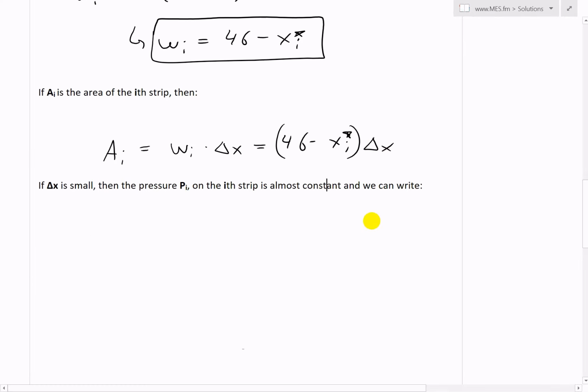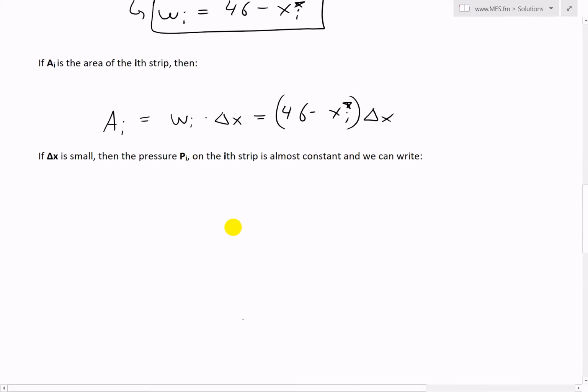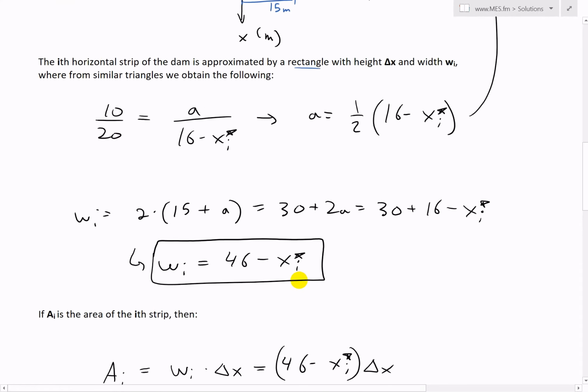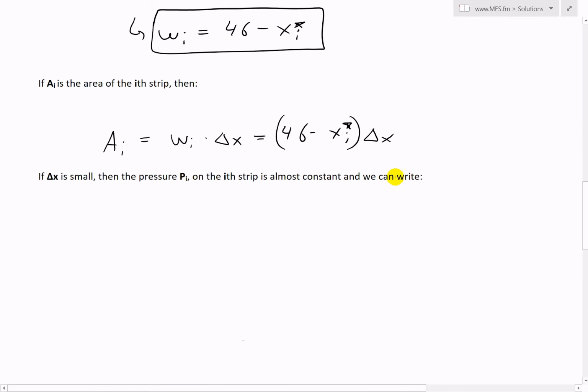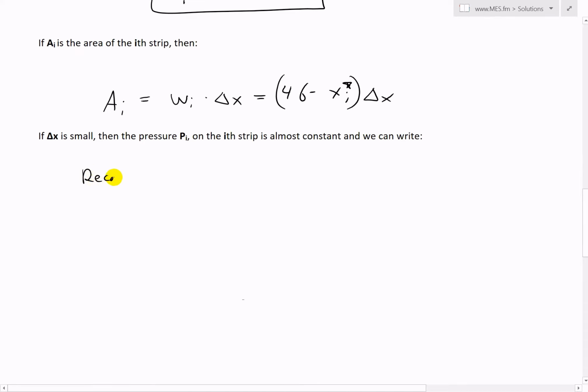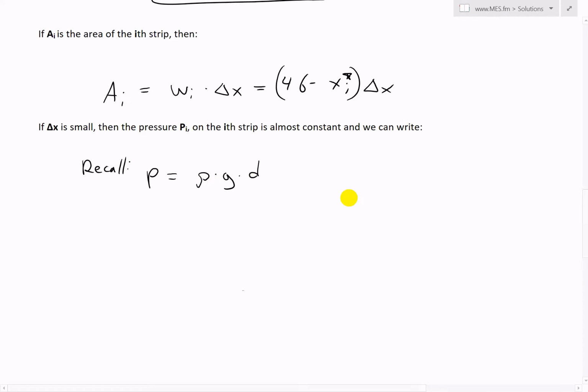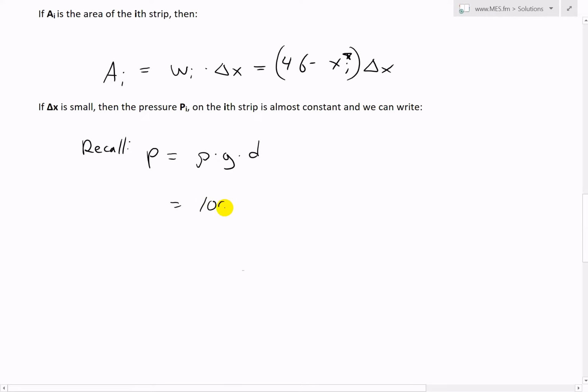So now if delta x is infinitely small, then the pressure pi on the ith strip is almost constant, because if it's really small, the pressure at the top or at the bottom should be pretty much the exact same thing. First of all, recall from my last video that I showed the pressure is equal to rho times g times d, where g is acceleration due to gravity, rho is the density of water, and d is depth. In our case rho is 1,000, and we're dealing with SI units.